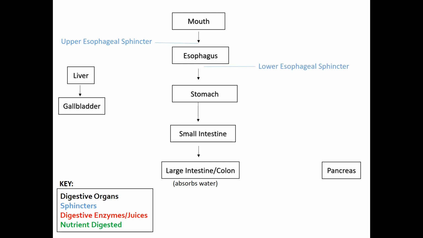The next one we have at the bottom of the esophagus to control the passage of food between the end of the esophagus and the stomach. So basically we want food to continue through the esophagus and enter the stomach, but once it's entered the stomach, we don't want it to splash back up into the esophagus. And so we want to make sure that we have a sphincter that is going to control that, and that is your lower esophageal sphincter.